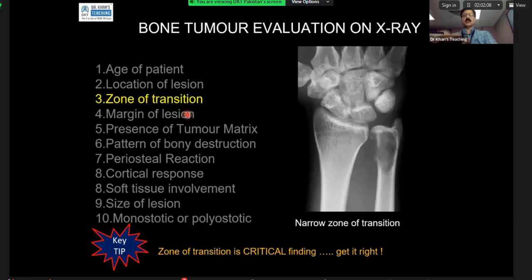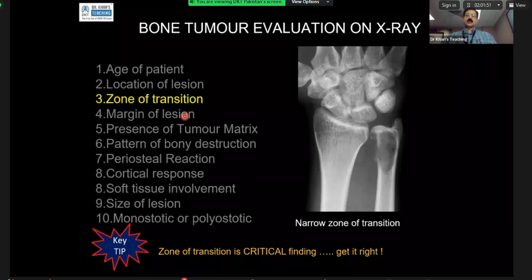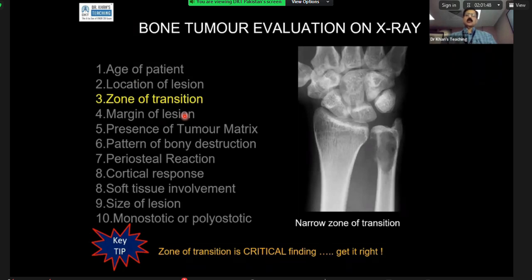Always, always, always, it should be part of your description. This is just like in the brain. If you see a tumor in the brain, is it intraaxial or extraaxial? And the differential diagnosis totally changes. So zone of transition similarly is a key word which you must remind yourself of: when I am describing a lesion in the bone, I have to tell in my report and tell the examiner what is the zone of transition. And that will really help you.